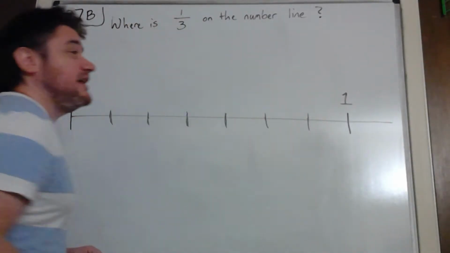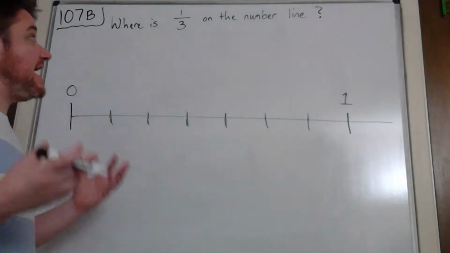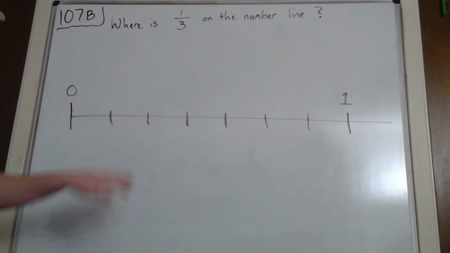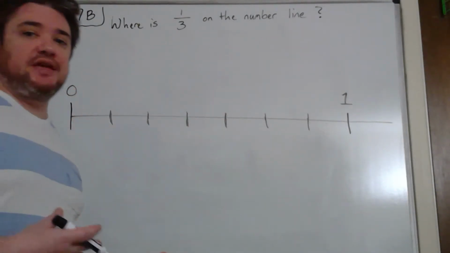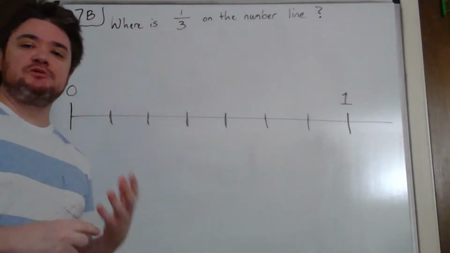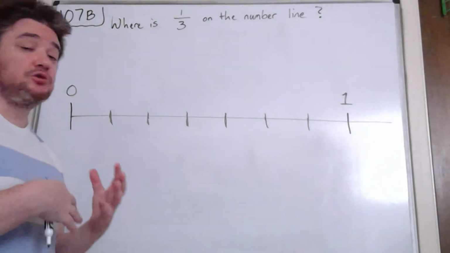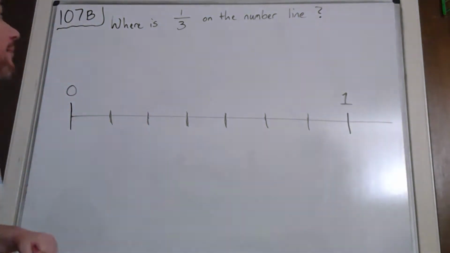All right, folks, this is one of our classwork problems where we want to use the definition of a fraction to answer this question. The question says, where is 1/3 on the number line? So we want to locate exactly where 1/3 would live. What we want to do is step our way through the definition of a fraction as we consider this problem.